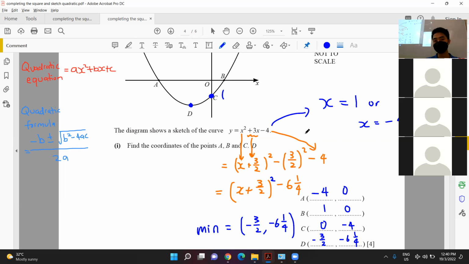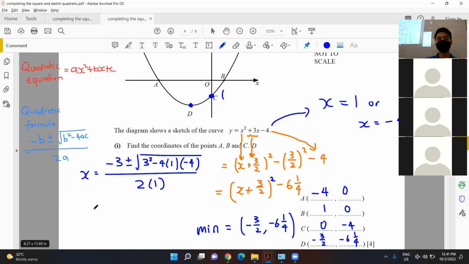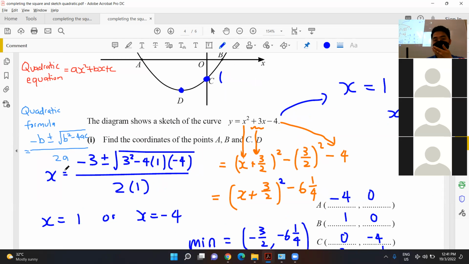So again, if we did not use the calculator method, we could have used the quadratic formula to solve for x. x would equal -b plus minus the square root of b squared minus 4ac, over 2a. Type this whole thing in the calculator, you would have gotten x also equals 1 or x equals -4. Some questions will ask you to use the quadratic formula, so you need to know what this value is.